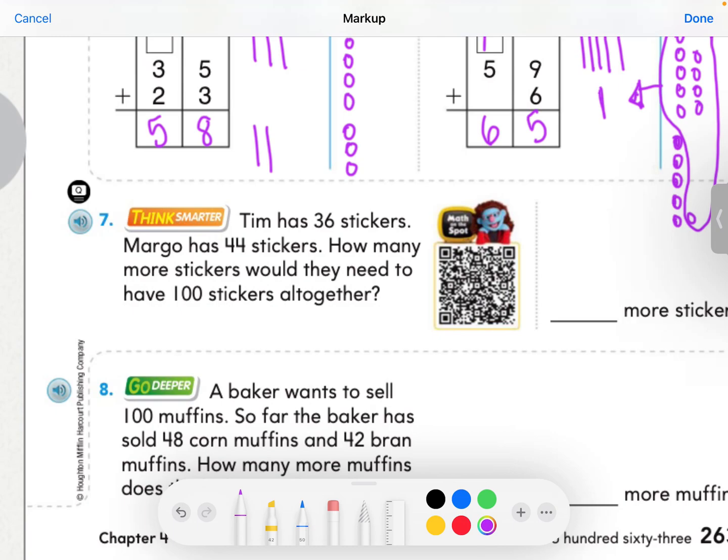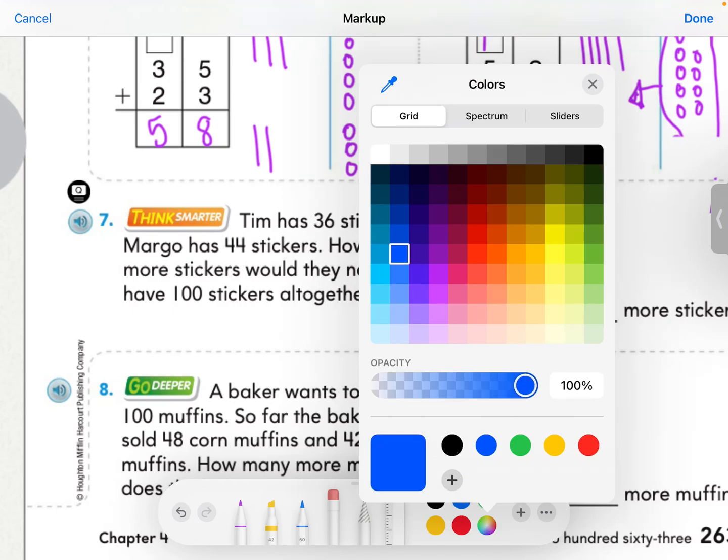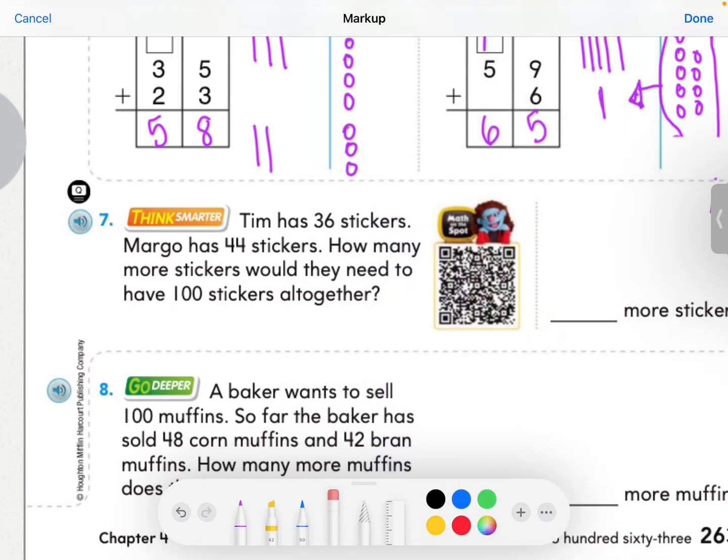Number 7, Tim has 36 stickers and Margot has 44 stickers. How many more stickers would they need to have 100 stickers altogether? Okay, so what I have here, friends, is I have an addition sentence. I'm going to go ahead and erase some of my past work so I have some room to write. Okay. I do have an addition sentence, and it's going to be my job to solve this.